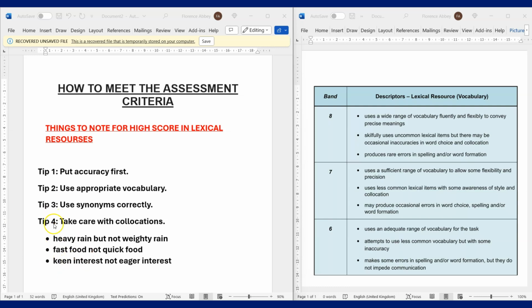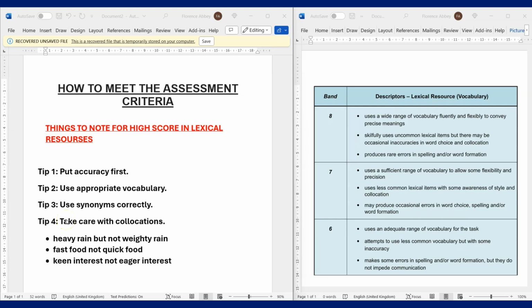The final thing you should check in your lexical resource is collocations. When we talk about collocations, we mean that you are combining two or more words that sound correct to a native speaker when you use them. Collocations are a very integral part of everyday English, and the examiner will be looking out for them.